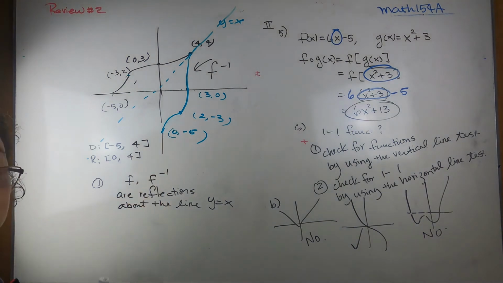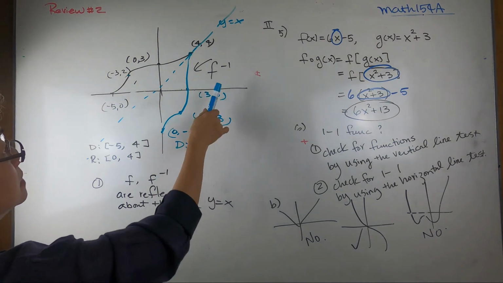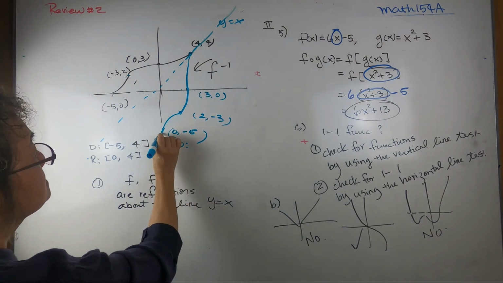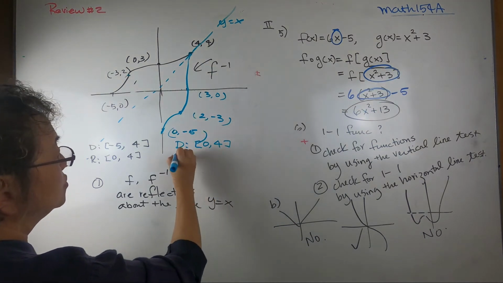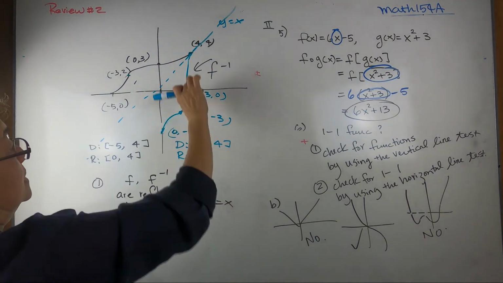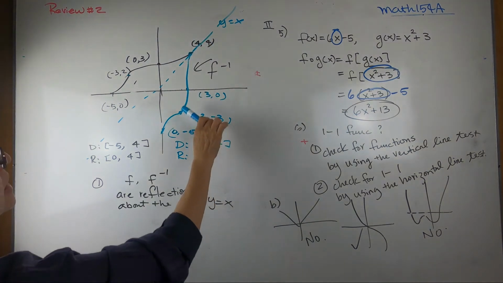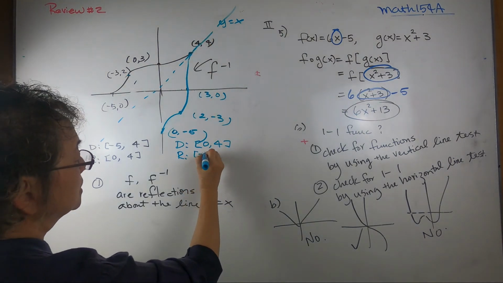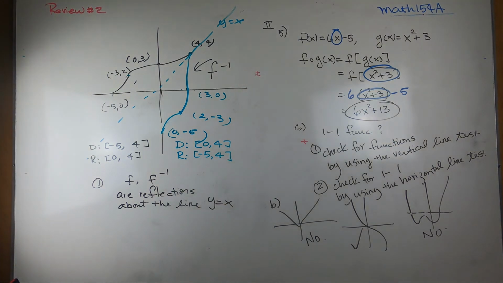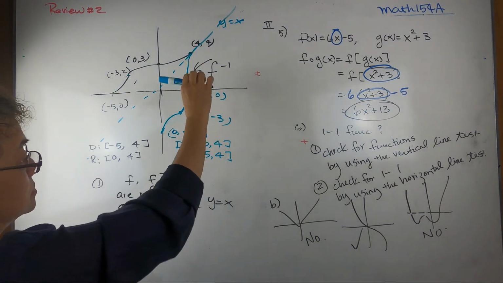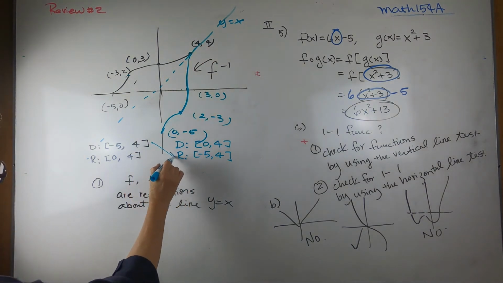Then for its inverse, what do we have for domain? Left and right, from 0 to 4. What's your range? Up and down, from -5 to 4. You always write it from smaller number to larger number for the interval notations, right? So that's your range. Take a look.